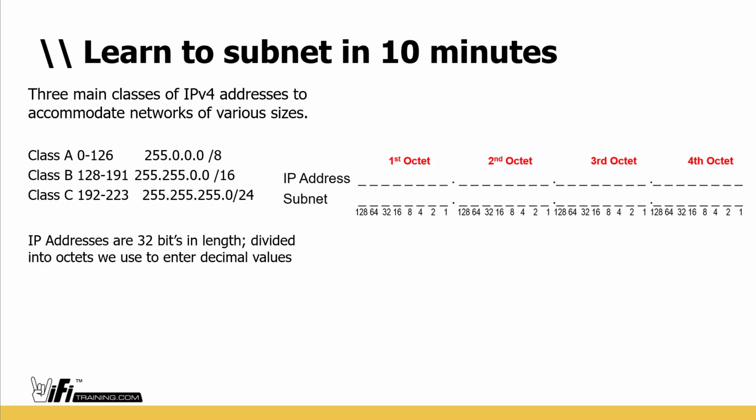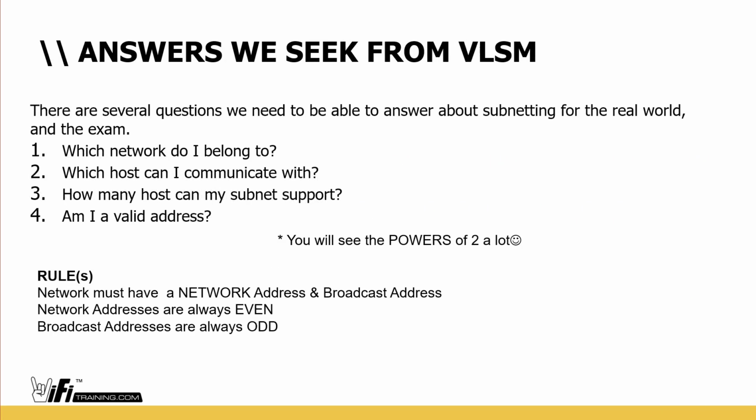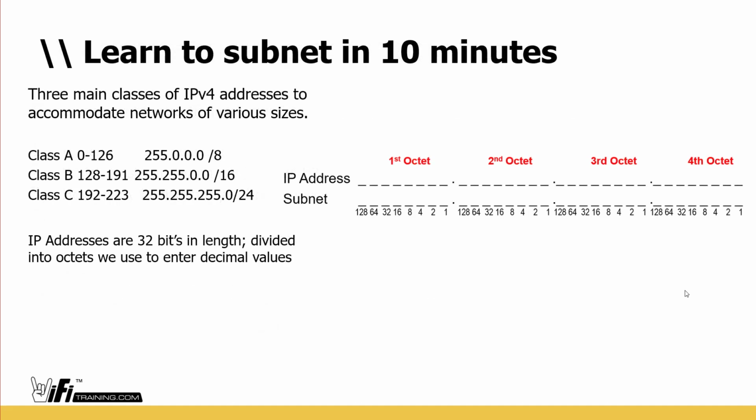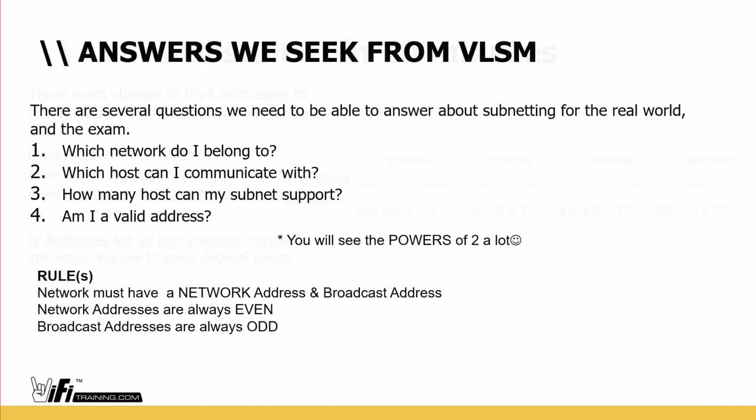Let's continue forward to keep up with our time here. So answers we seek from VLSM and subnetting. Which network do I belong to? Which other hosts can I communicate with? How many hosts can my subnet support? And also, am I a valid address? For example, if we were to take that last example and we had an address of .0 with a /24-bit mask, 0 is not a valid address. That is a network address.